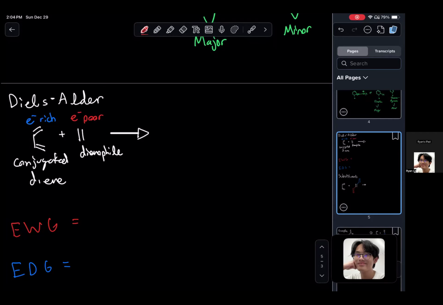And so you guys have probably had some experience in lab with Diels-Alder reactions. But we're going to go ahead and redo the mechanism here. It's pretty simple, I would say.